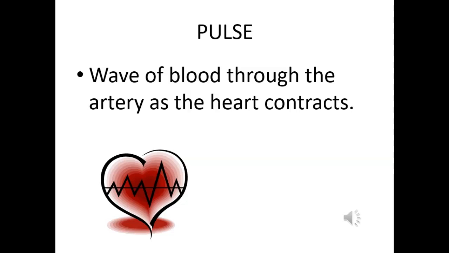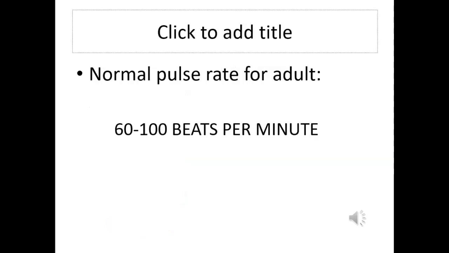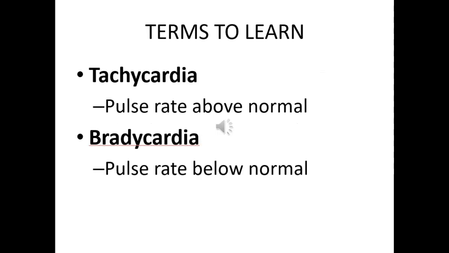So pulse is the wave of blood through the artery as the heart contracts, which means when the heart squeezes, that's what you're feeling when you're checking that pulse. Normal pulse range for an adult is 60 to 100 beats per minute. So if they are above that, that is tachycardia, a pulse rate that's above 100. And bradycardia is a pulse rate that is below 60 beats per minute.